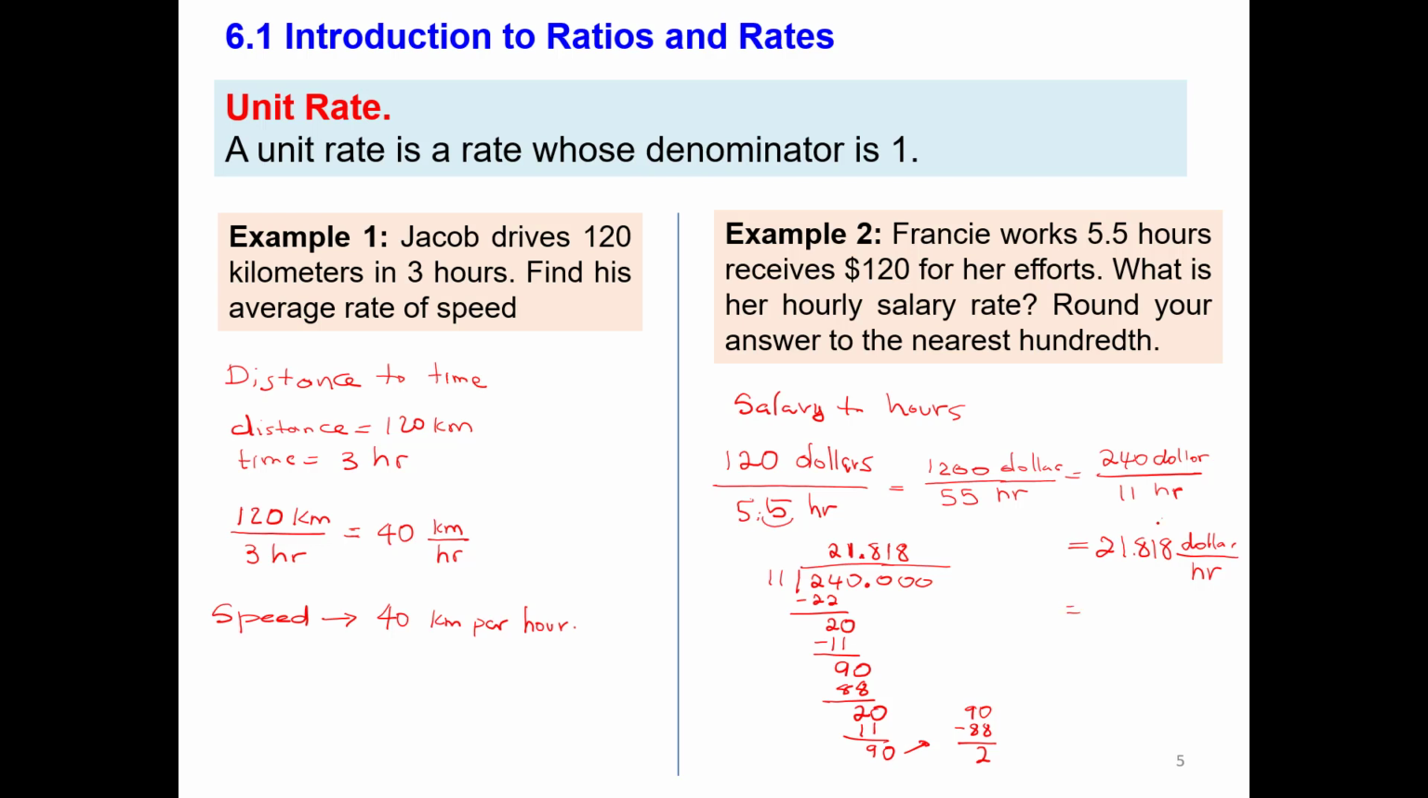The nearest hundredth is this position, so we need this decimal place. We have 21.8, and the next number is greater than 5, so we need to add 1 here. It's dollars per hour. Then she received $21.82 per hour. Yes, she received $21.82 per hour. This is the answer.